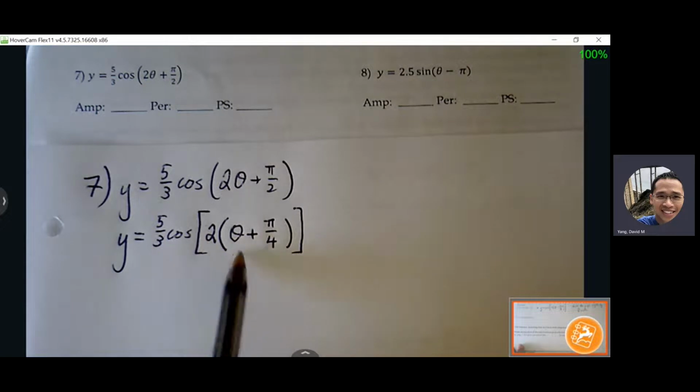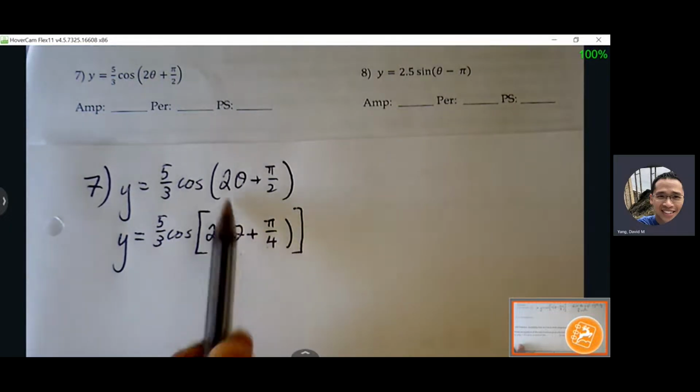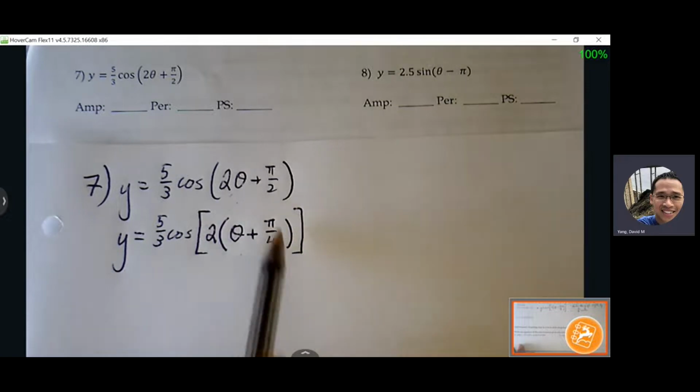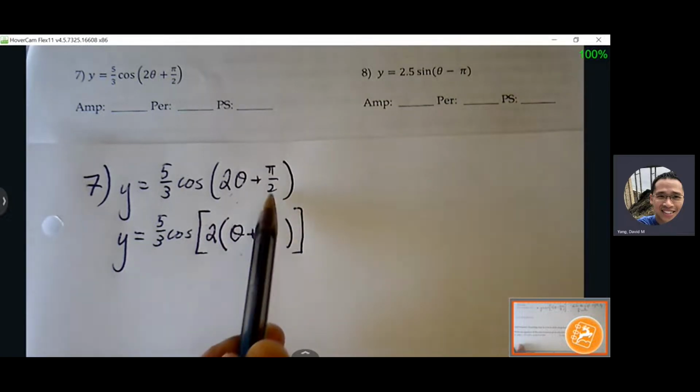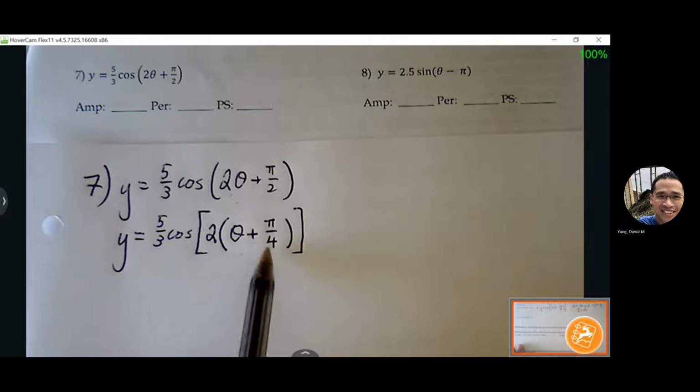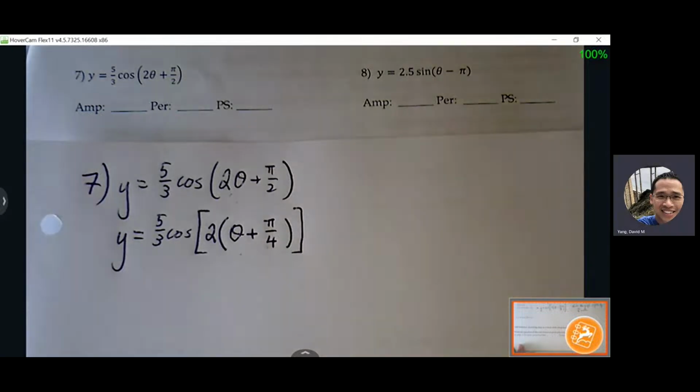Can I get back from here to here? 2 times theta is 2 theta. That's good. 2 times pi over 4 is 1/2 or pi over 2. So whatever steps we take, we should always double check and make sure, okay, did I take that step right? We always have a clear way of confirming that we did this correctly. Okay, good. So let's do the easy part first.